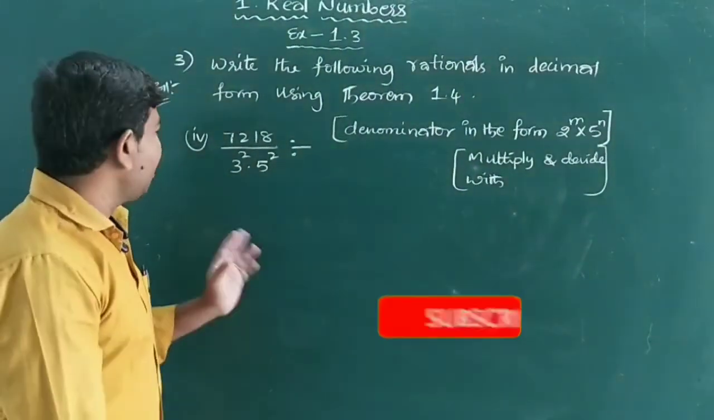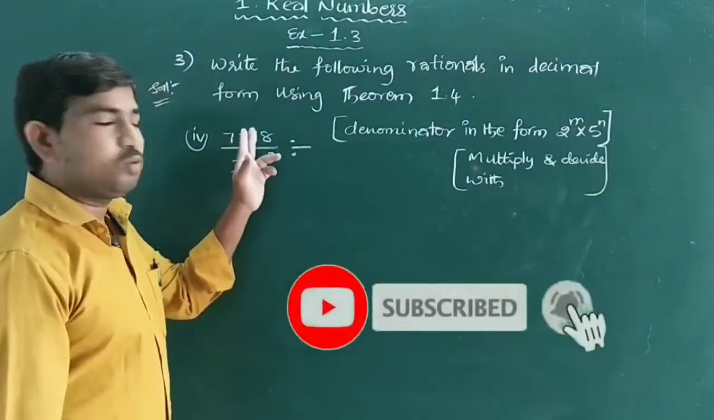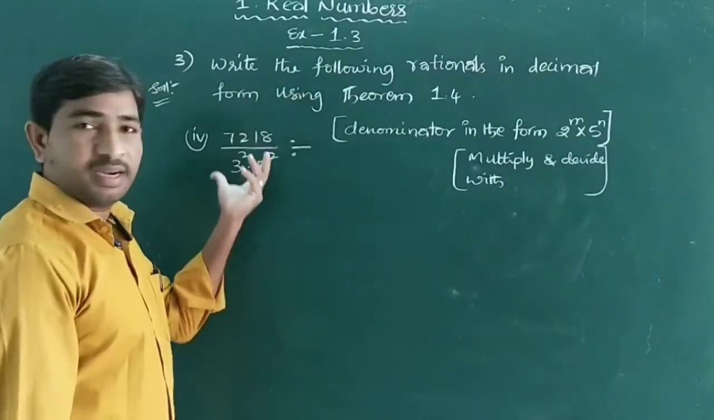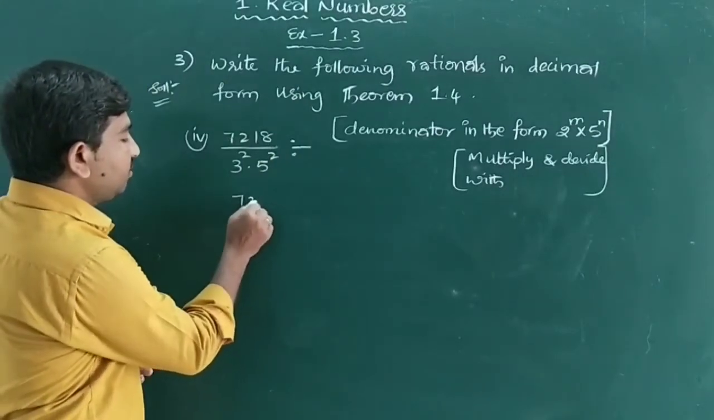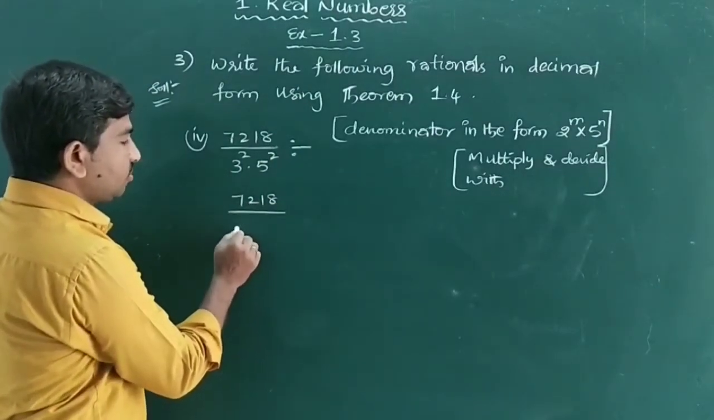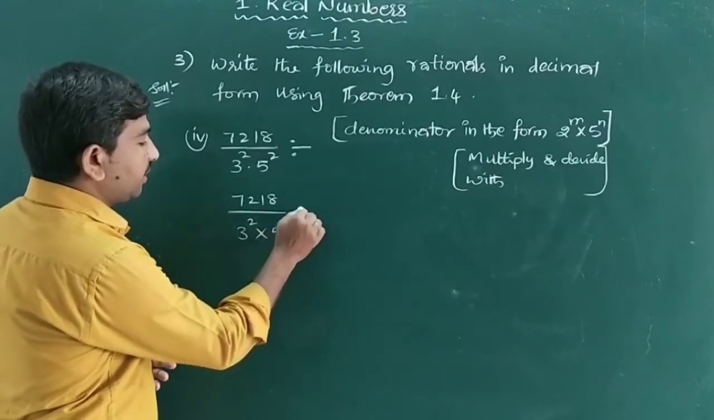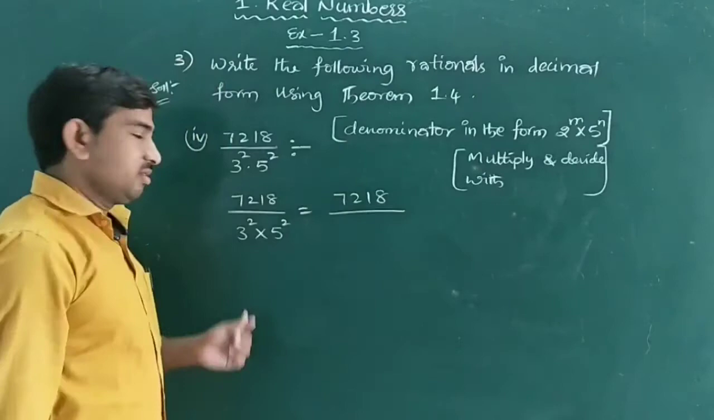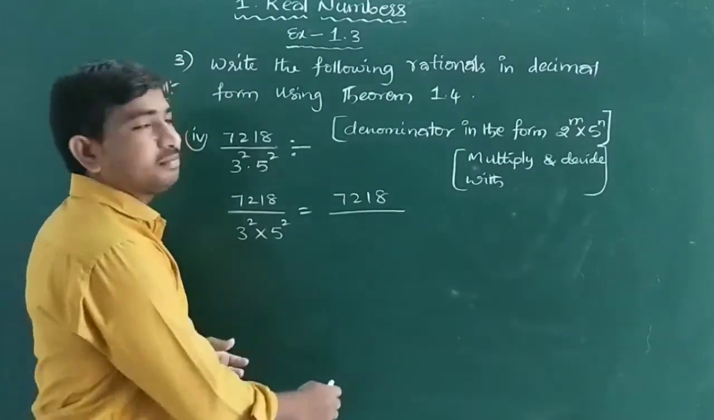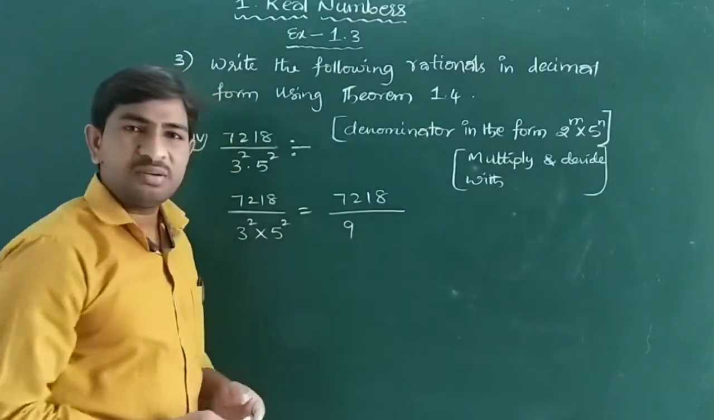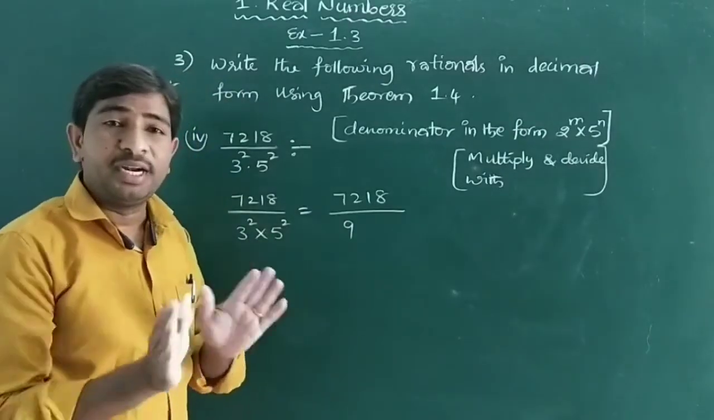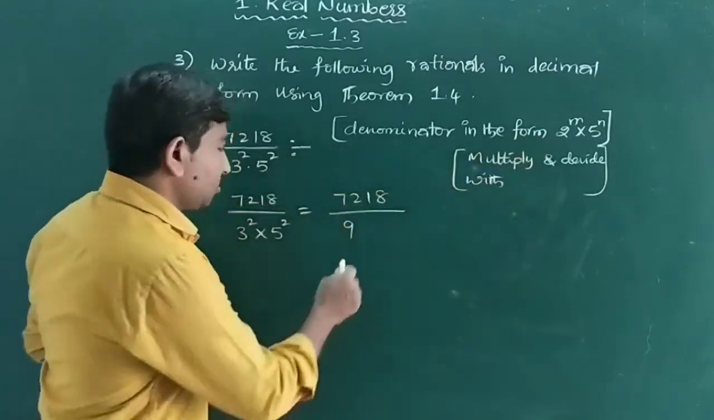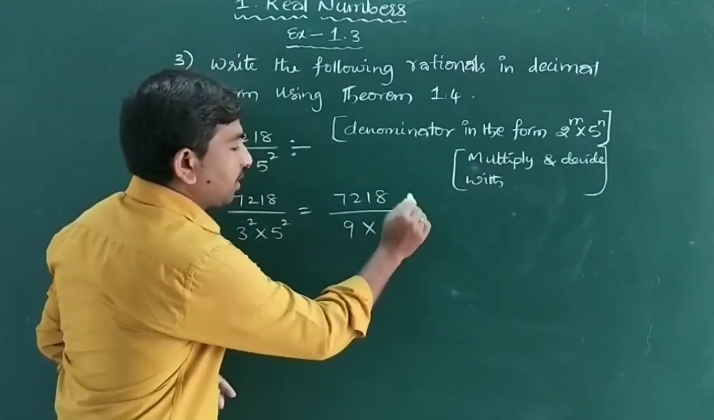Okay, see now fourth problem: 7218 by 3 square into 5 square. We have to write the decimal form for this. So 7218 by, see now 3 square convert it into 9. 3 square value 9. And 5 square, no need to convert. Why? Because the denominator is in the form of 2 power m into 5 power n. So 5 square as is you should keep.